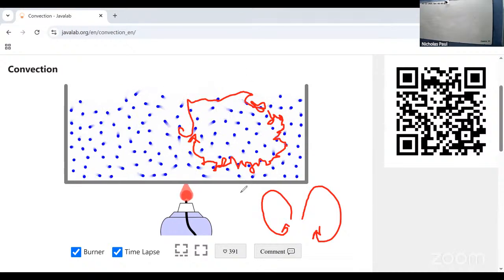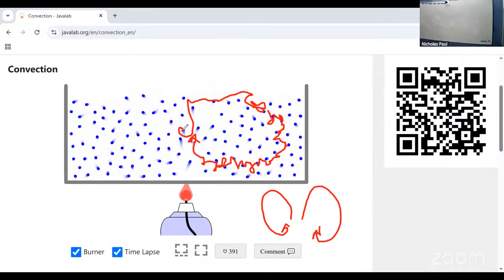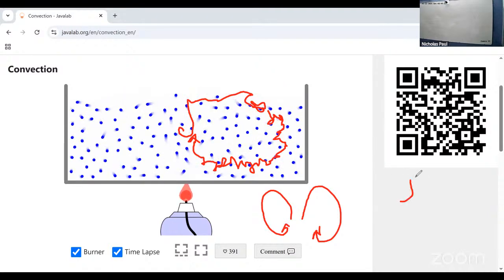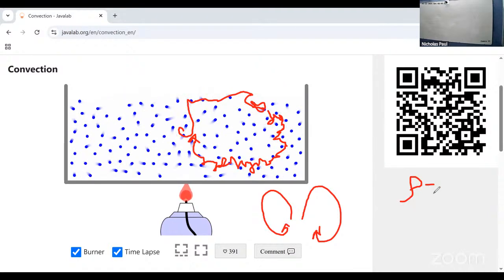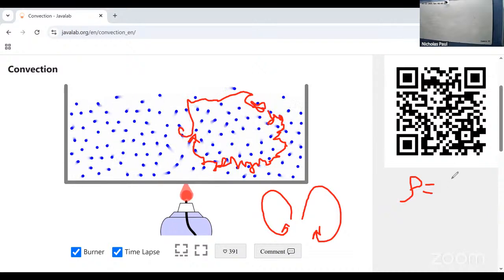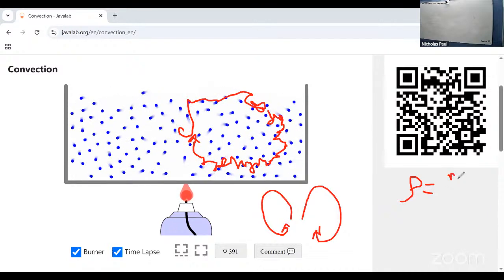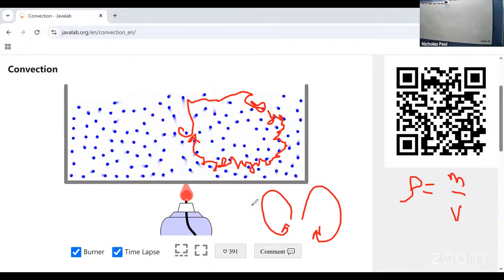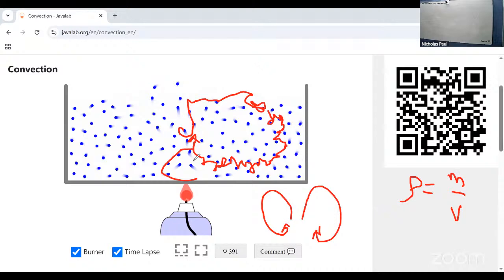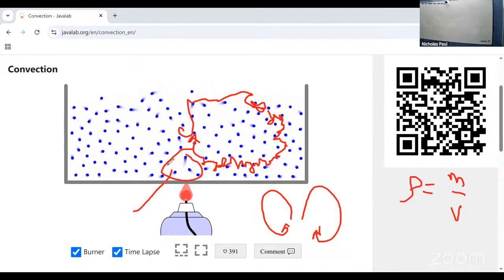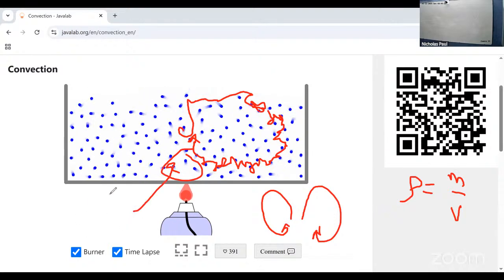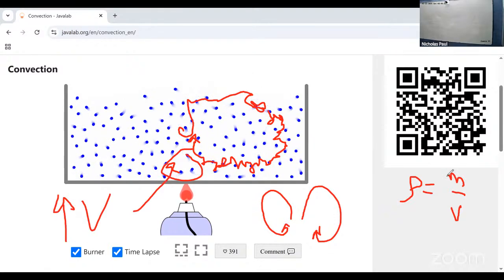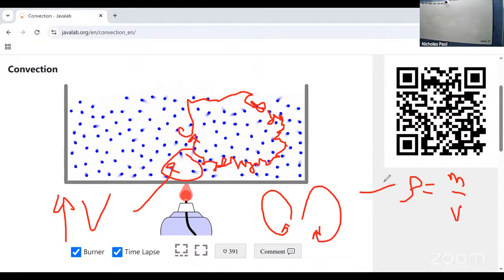Right? Why does that happen? Why do the particles rise like that? I don't know if you all remember this, but you should. Density is equal to what? Density is mass over volume. Okay? So listen to this. What will happen when you heat the gas underneath there? When you heat the gas, the volume will increase. Volume gets larger.